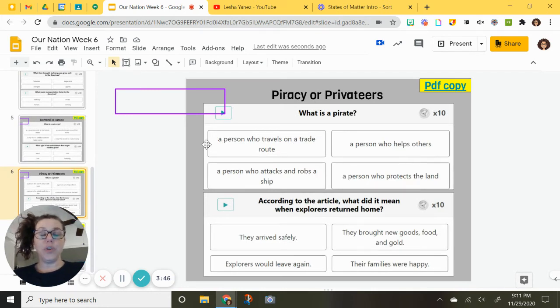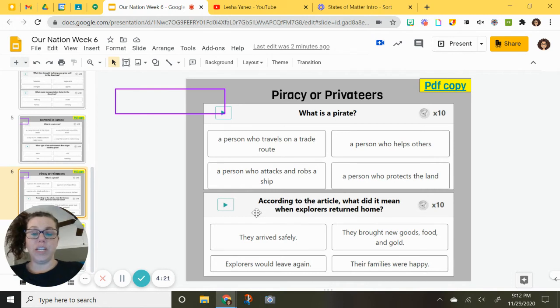Okay, the next section you are going to read is called Piracy or Privateers. This first question says, what is a pirate? And don't just think of someone that has an eye patch and a peg leg and a parrot, okay? Is a pirate a person who travels a trade route? A person who helps others? A person who attacks and robs a ship? A person who protects the land?